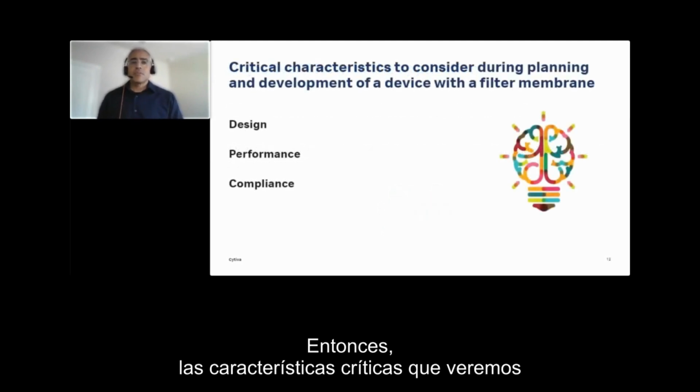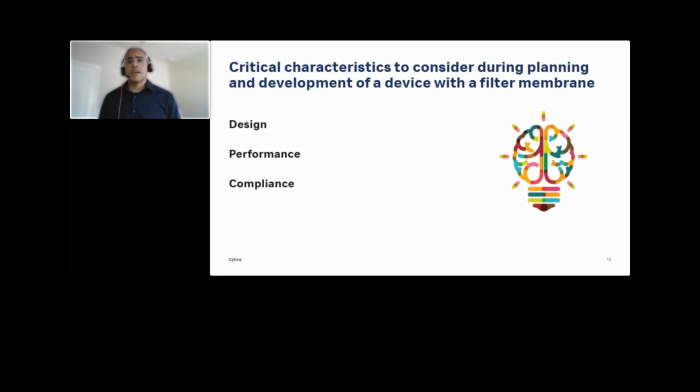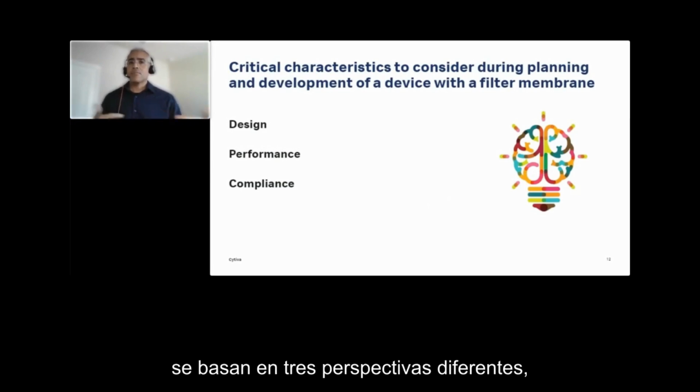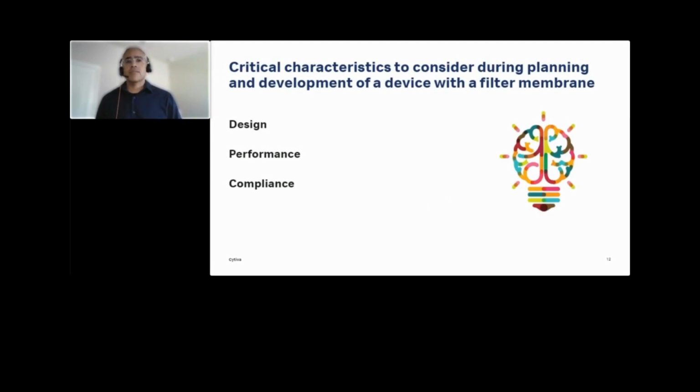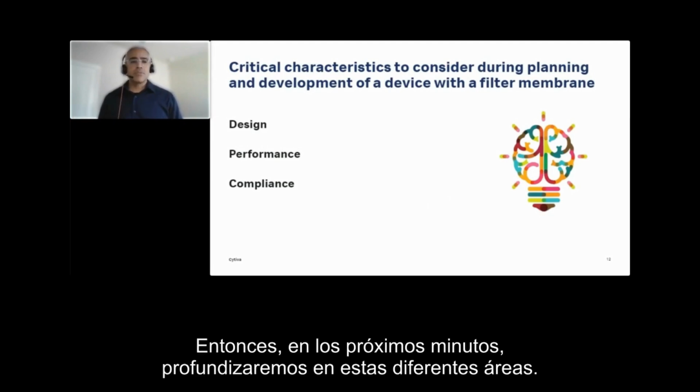So the critical characteristics that we'll look at are based on three different perspectives, which are design, performance, and compliance. So in the next few minutes, we'll do just a deeper dive into these different areas.